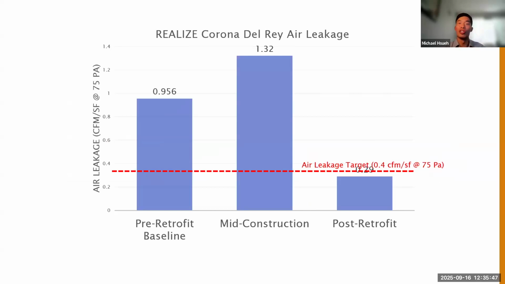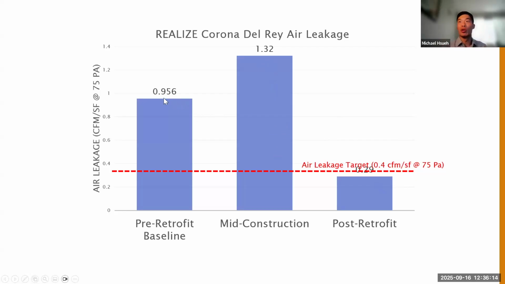This is Corona del Rey. This is the project where we installed the wall panels and where we had to fix the stucco, apply a new air and water barrier onto the face of the existing stucco, and then install panels on top of it. We were able to measure the air leakage before the retrofit, and then after the retrofit, we did a mid-construction air leakage test as well, just to identify areas that they needed to seal up.